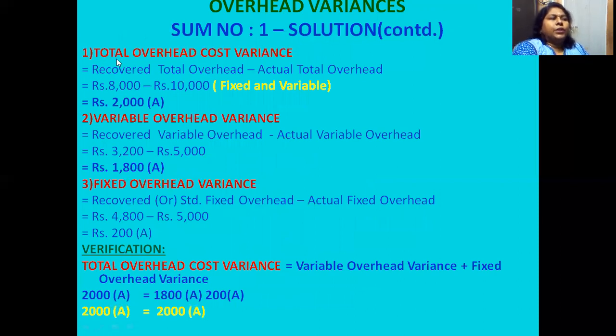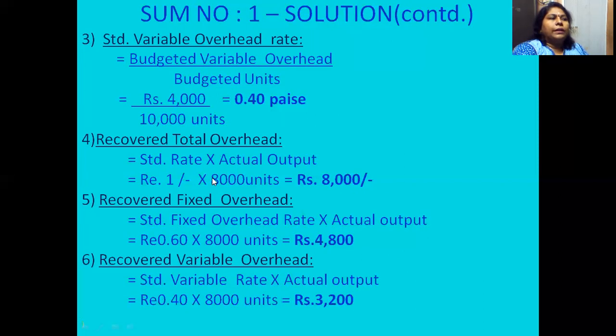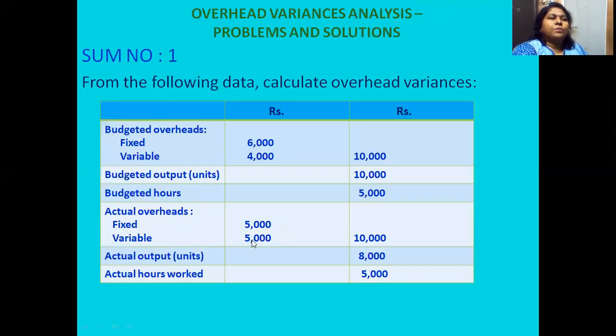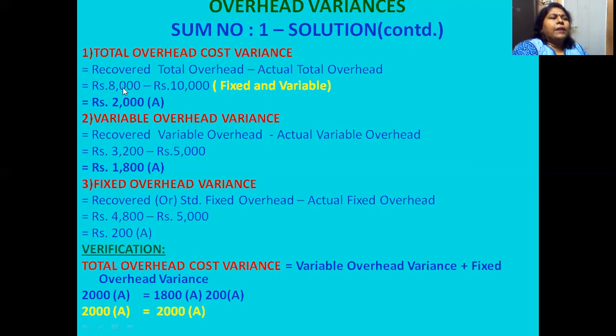The first one I calculated is total overhead cost variance. What is the formula? We already discussed it in the previous video. Required total overhead minus actual total overhead. Required total overhead, we just calculated, what is that? 8,000 rupees. So 8,000 minus actual total overhead, which is a combination of fixed and variable for actual, which is given in the problem. Look at the problem: 5,000 plus 5,000 is 10,000. So 8,000 minus 10,000, you will get the negative answer. That's why I mentioned it in brackets as adverse. This is called variance. We are getting a negative variance.